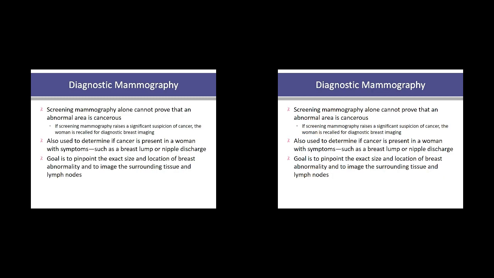Now, screening mammography alone can't prove that an abnormal area is cancerous. All it will do is raise a suspicion of cancer. And if that's the case, then the woman will be recalled for diagnostic breast imaging. Diagnostic mammography will also be used to determine if cancer is present in a woman with symptoms, such as a breast lump, for example. And once a woman presents for a diagnosis, then we've gone beyond merely looking for something suspicious to actually trying to find the exact size and location of the breast abnormality, to image the surrounding tissue and lymph nodes, because diagnostic mammography is going to inform the decision to go for surgery or radiotherapy or whatever course of action might be required.